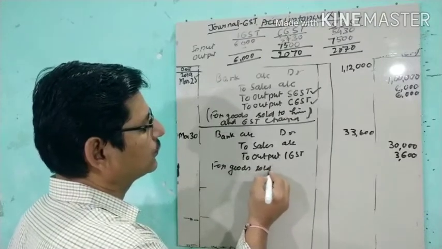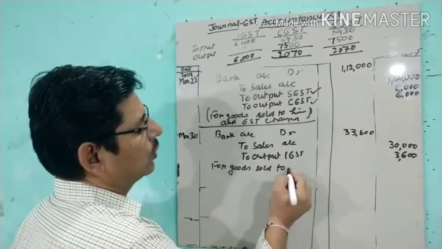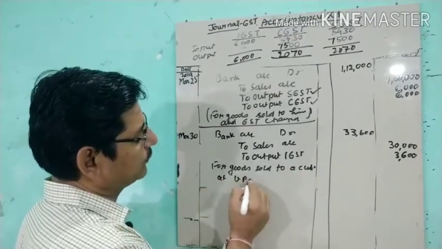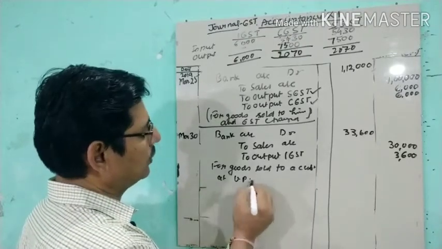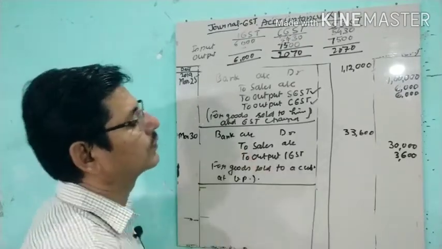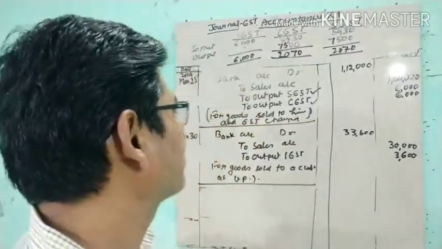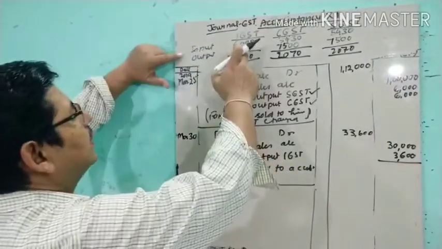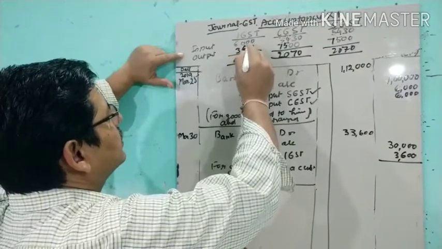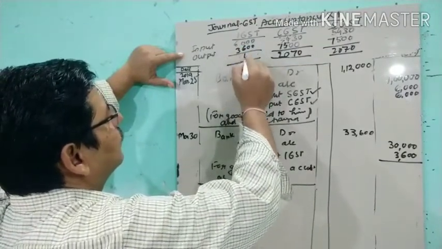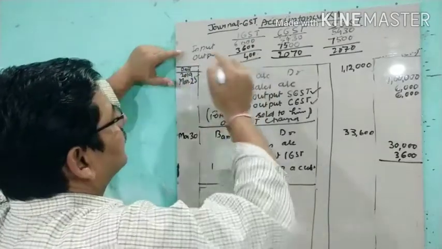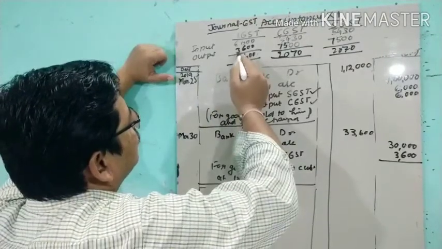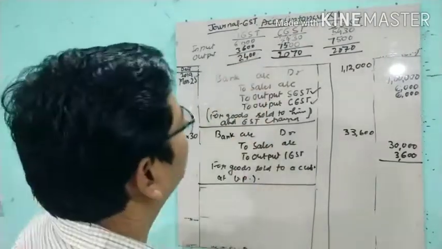Okay, for goods sold to a customer at UP, and GST charged. Now here 3,600 output IGST, 3,600. Now it is increased, and the balance 2,400 remaining.